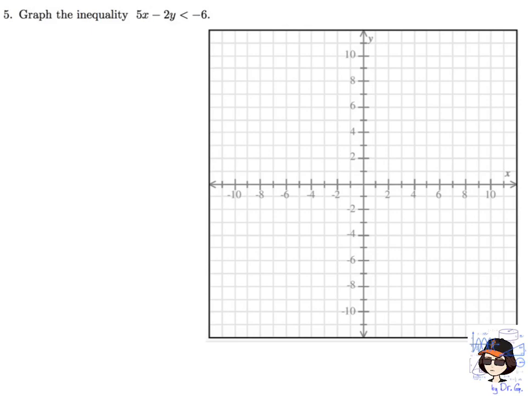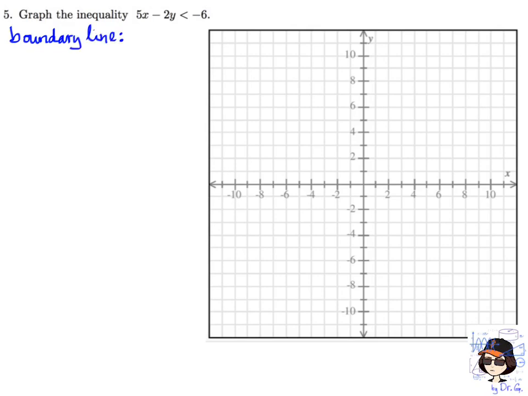All right, let's look at number 5. This one says graph the inequality 5x minus 2y less than negative 6. So graphing an inequality means shading in a region in the plane. And the plane is divided into two regions. It's divided using a line, and we're going to shade in one side of that line. So the first thing we have to do is figure out what the line is and sketch it. And it's called a boundary line.